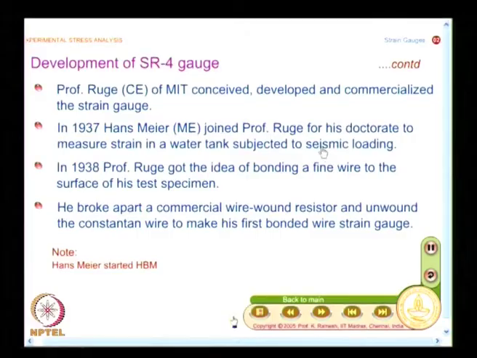And you should also know, theses are not designed on the first day when you join under a professor. If you look at how the strain gauge was developed, he joined for a particular work and the whole interest got transformed into a different work. Rouge got the idea of bonding a fine wire to the surface of the test specimen, and Hans Meyer broke a commercial wire wound resistor, and they had also made a resistor of constantan wire, and he made the first bonded wire strain gauge.